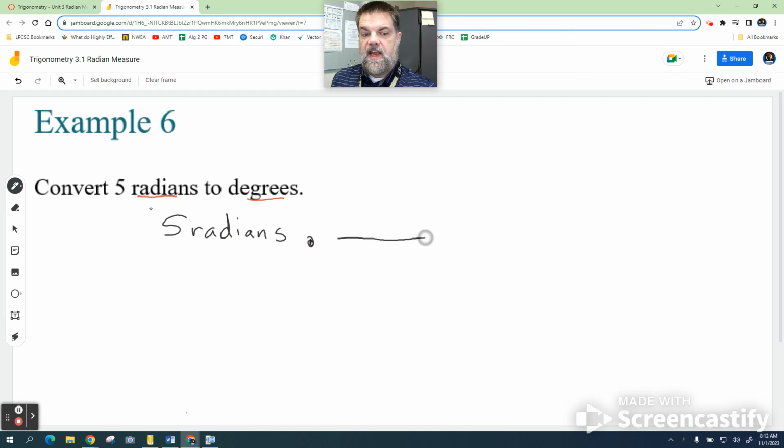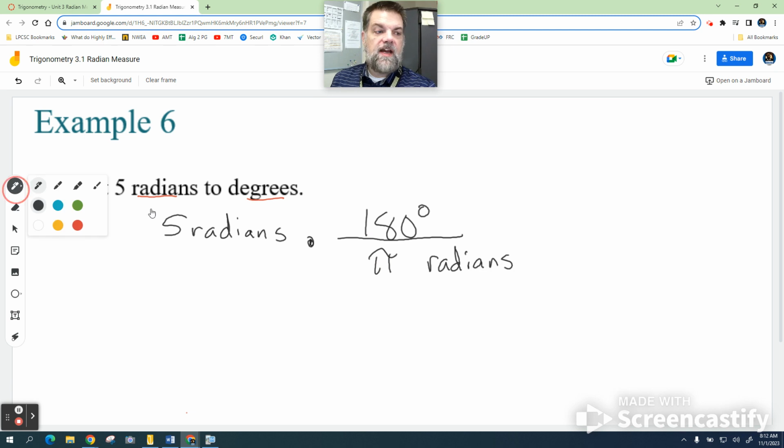And then I have to decide what goes on top and what goes on bottom. Since this is on bottom, what is the ratio? Isn't it 180 degrees to pi radians? So I have to write it this way so I can cancel the radians, right? And so now this is an interesting one.